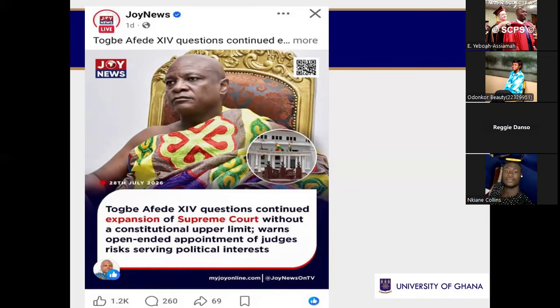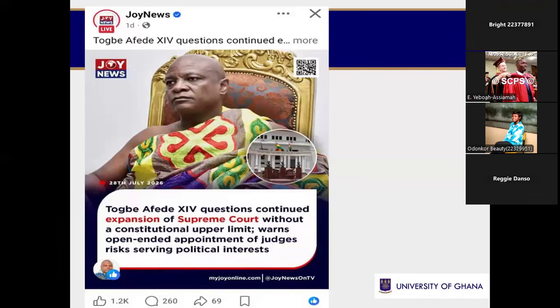Togbe Afede, the 14th, questions continued expansion of Supreme Court without a constitutional upper limit. Open-ended appointment of judges risks serving political interests.